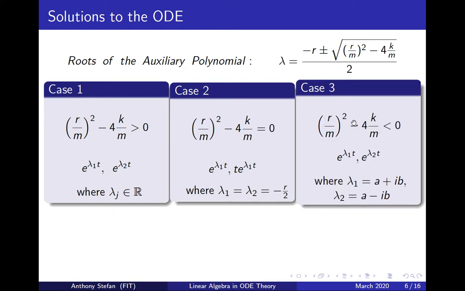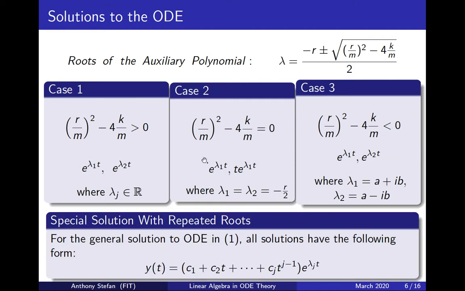But then the third case, case 3, clearly when this is negative, we're going to get a different form of solutions. We're going to get a similar case where it is just e^(lambda 1 t), e^(lambda 2 t), but instead lambda is going to be complex. So we have where lambda 1 is equal to a plus ib, and lambda 2 is equal to a minus ib.